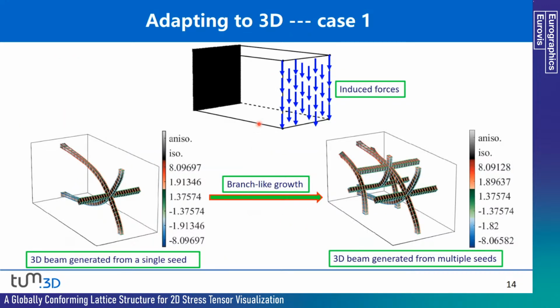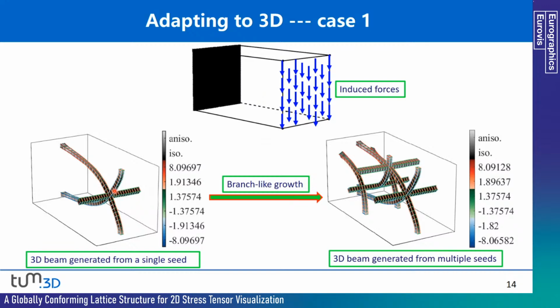We use three test cases to demonstrate our method for 3D, and in order to reduce visual clutter, beam elements are rendered as opaque cubes, and the anisotropy of stress magnitudes is encoded into grayscales of the element faces. In the first case, we consider a 3D cantilever with loading conditions like this, which induce a symmetric stress field.